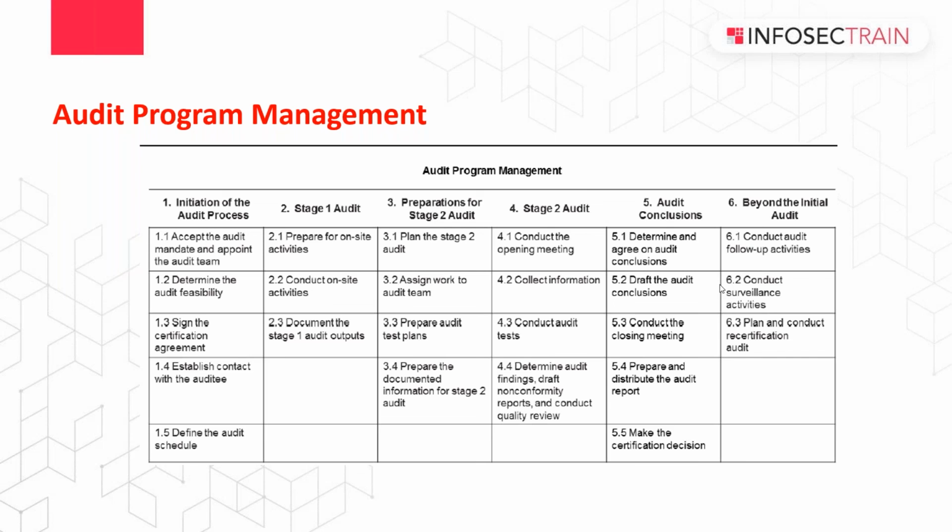Same over here. As an auditor, you are not going to go with an approval for it. For that, we have an audit team leader. The audit team leader will go with the conclusion. So the review will be done. After the audit finding and the quality review, there will be an audit conclusion. Now in the audit conclusion, what do we go with? Determining and agreeing on an audit conclusion, drafting an audit conclusion, conducting a closing meeting, preparing and distributing the audit report, and making the certification decision.